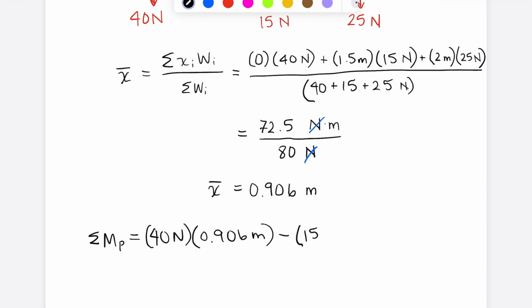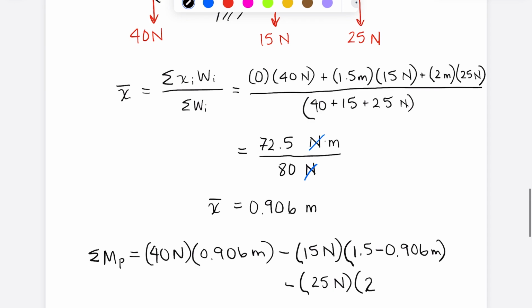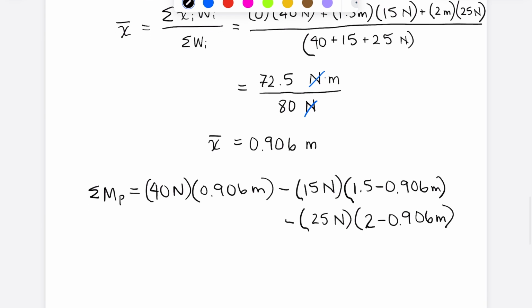And then I've got 15 newtons that's trying to rotate me clockwise, so it's negative, acting at a distance of 1.5 minus the 0.906 meters. And I've got 25 newtons also trying to rotate me clockwise, and that is acting at a distance of 2 minus 0.906 meters. Okay, so when I do this calculation, I should get 0.